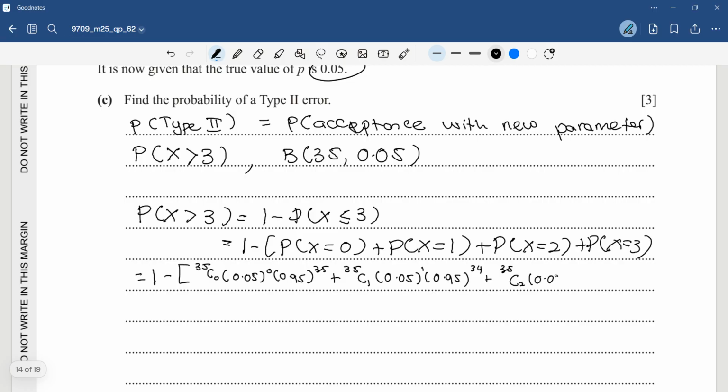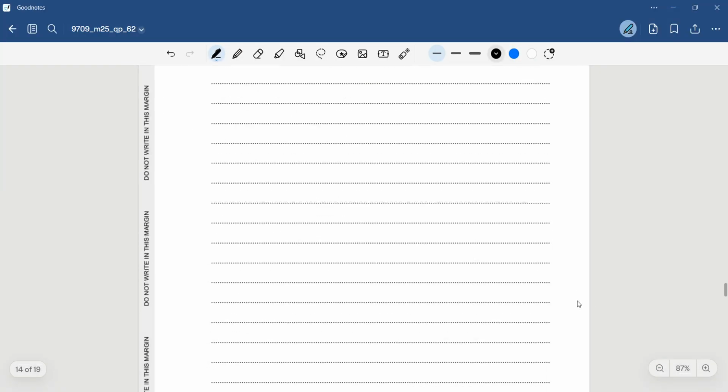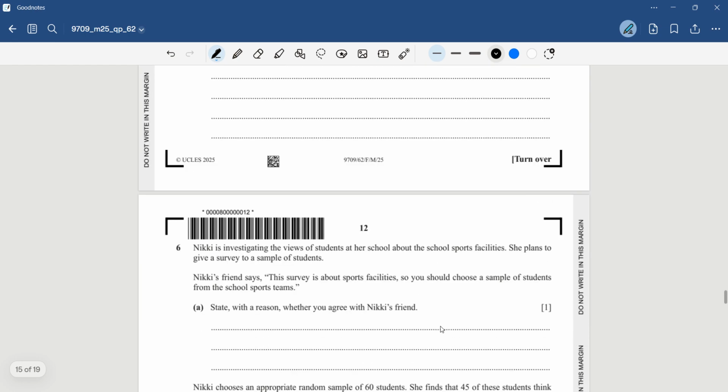35C2, 0.05 power of 2, 0.95 power of 33 plus 35C3, 0.05 power of 3, 0.95 power of 32. Okay, you can press the calculator and you get 0.0958. So this will be your type 2 error. Okay, now let's go to question number 6.